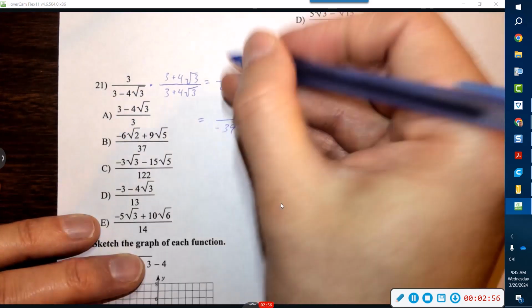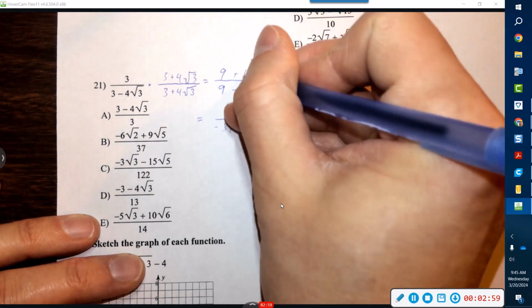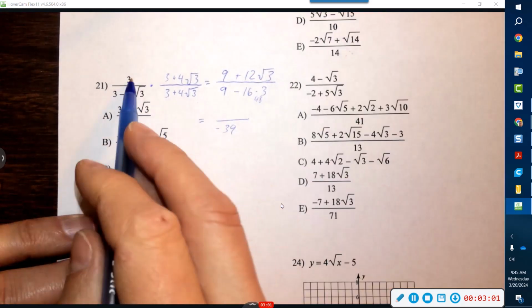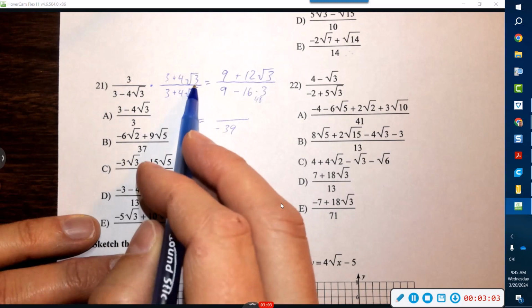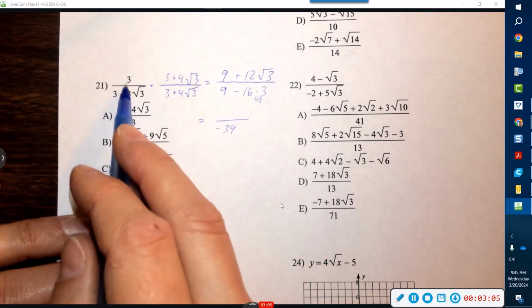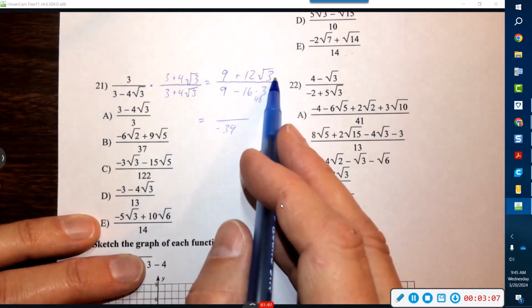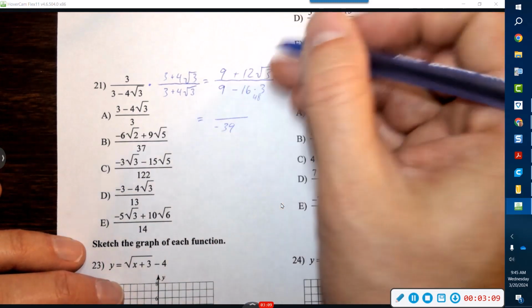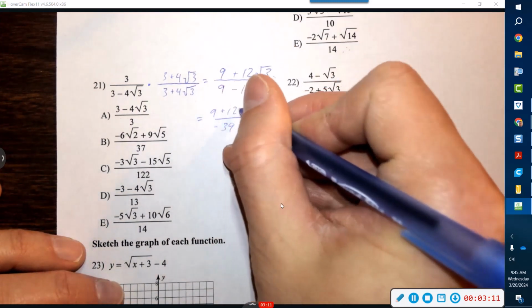We're going to distribute this so that we get 9 plus 12 radical 3. So 3 multiplies to the 4, but not this one, because it is not in radical form. So that's it. So we got 9 plus 12 radical 3.